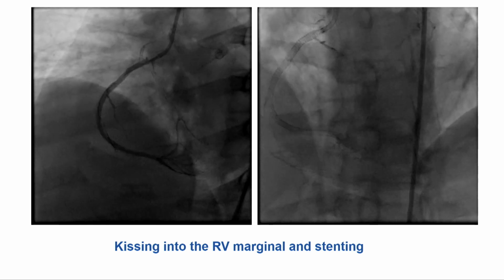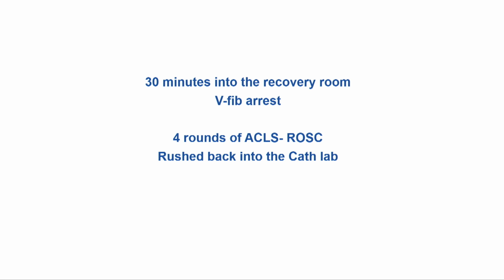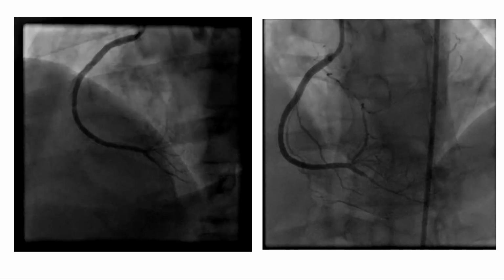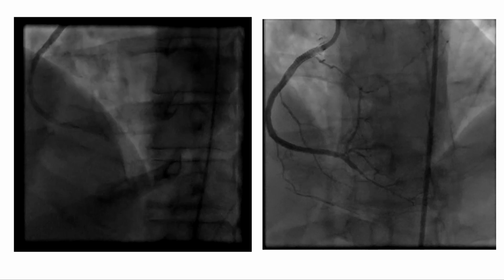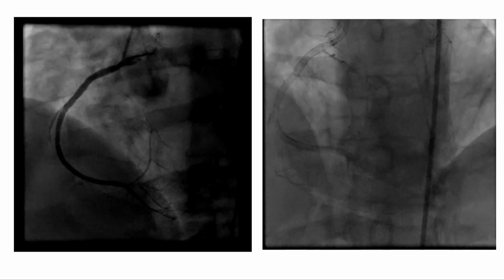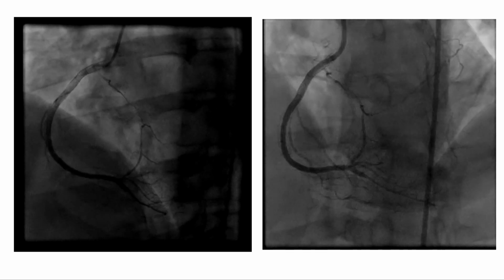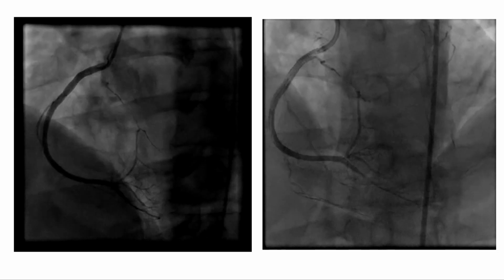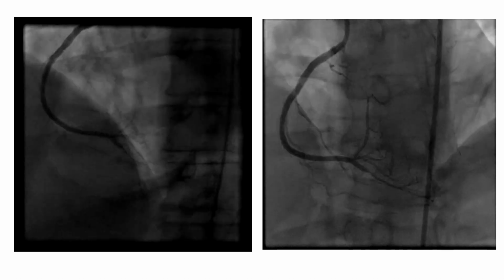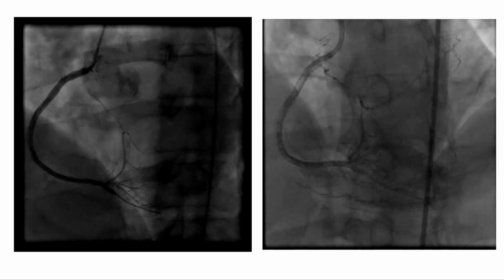Before we load the next patient on the table, 30 minutes into recovery, the patient has a VFib arrest. Four rounds of ACLS, ROSC, and then the patient is rushed back to the cath lab. The picture on the left is the first picture we got, and on the right is the final picture of the angiogram. The only thing that's different is the loss of this very small RV marginal that I'm sure a lot of people would say is not a big deal if we lose it.